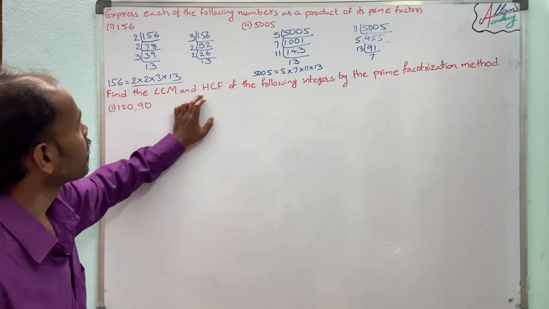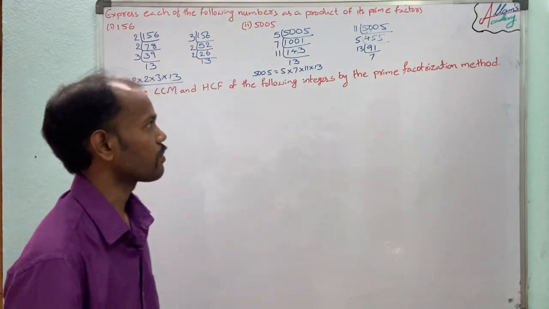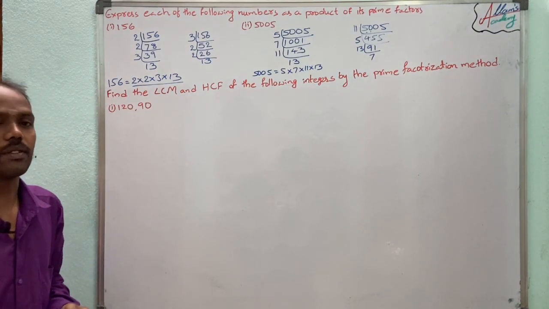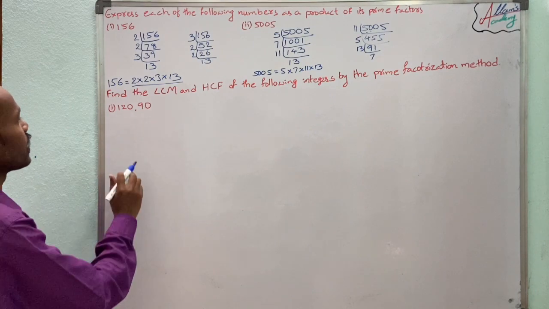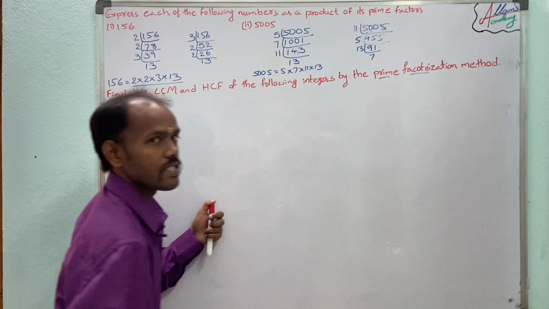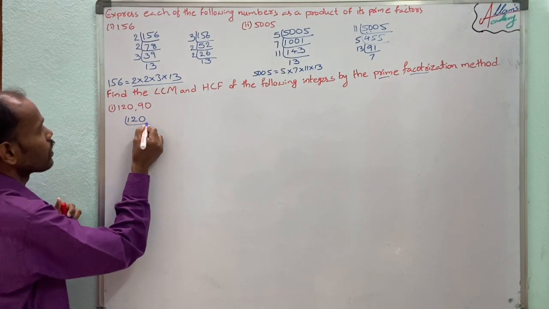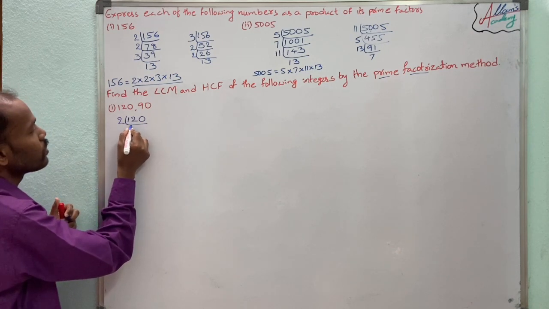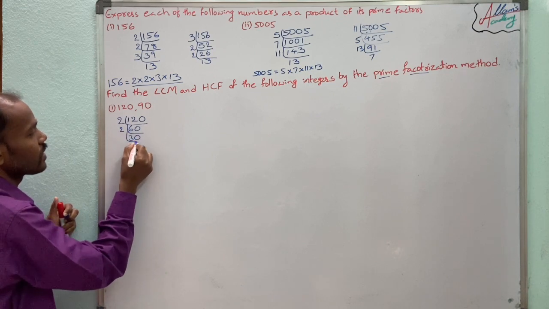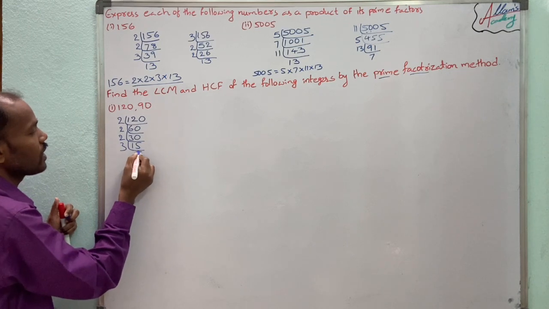Find the LCM and HCF of the following integers by the prime factorization method. Finding the HCF and LCM of the given numbers 120 and 90 by prime factorization. First we want to express these numbers in prime factorization. Prime factorization of 120: it will go in the 2 table. 2 sixties are 120, 2 thirties are 60, 2 fifteens are 30, 3 fives are 15.